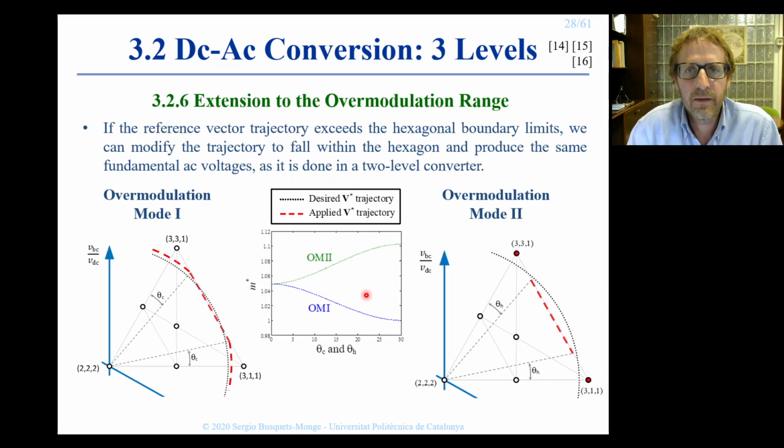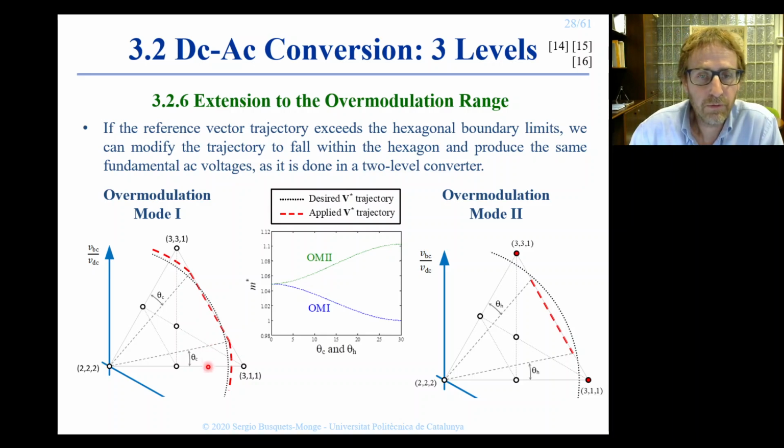Let's now discuss the operation with this virtual vector pulse width modulation in other situations and in other conditions. We'll start by discussing the operation in the overmodulation range. As you know, with any type of space vector diagram, we can only approximate properly the reference vector if this reference vector falls within the hexagon of the space vector diagram.